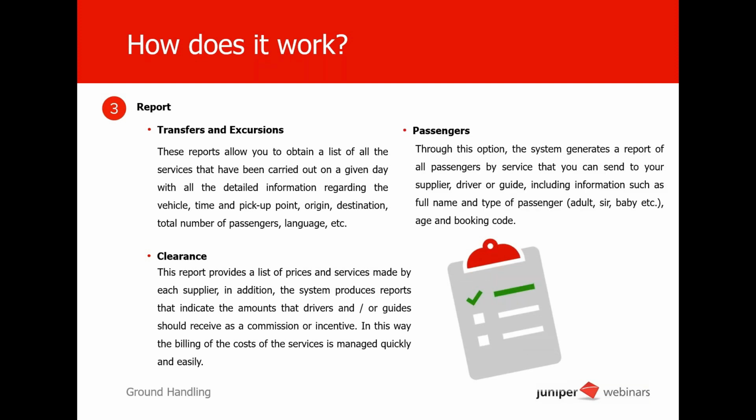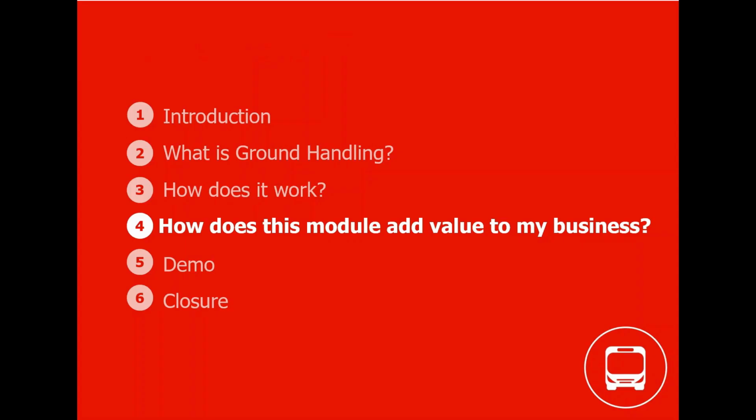And passengers. Through this option, the system generates a report of all passengers by service that you can send to your supplier, driver, or guide, including information such as full name and type of passenger, adult, senior, baby, age, and booking code.